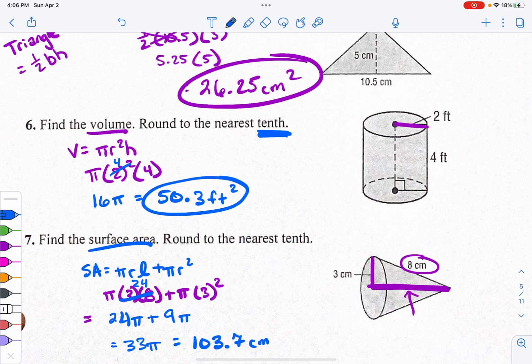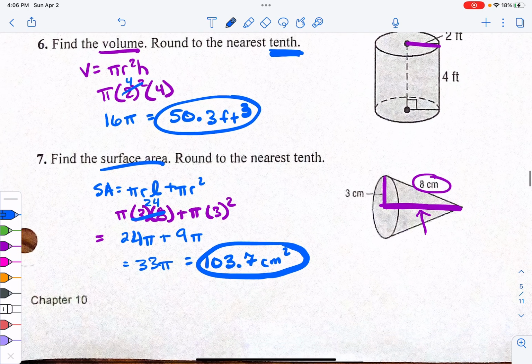103.7 centimeters, and this is squared. I was wrong in this last one. This should be cubed because we're doing volume. Whoops. So fix that. That should be cubed right here. Okay, I did that wrong. I labeled that wrong. Some of you guys are screaming at the screen like, you didn't label right. Well, I fixed it. So there you go. All right, so cubed, squared, surface area, there you go.